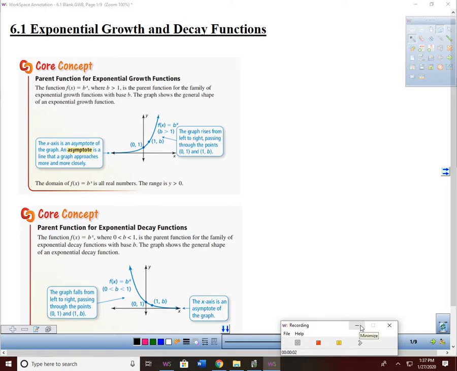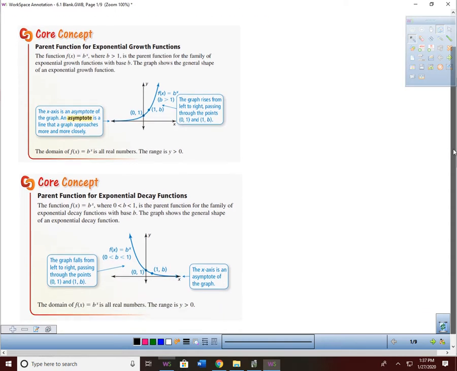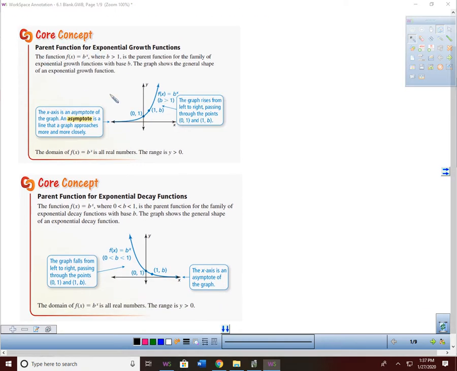All right, so we're talking about exponential growth and decay. So we've kind of seen these equations before, but we've never graphed them like this or looked at them in this way. So the parent function for exponential growth and decay is the same. So you have f of x equals b to the x. When it's growth, you're going to look at this base to your exponent. So with exponential functions, x is going to be in the exponent.